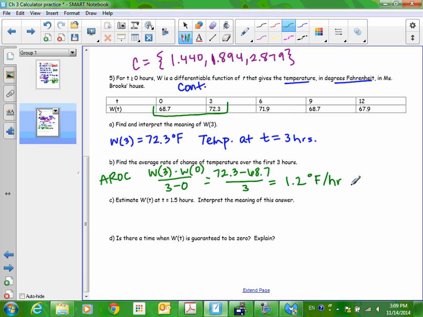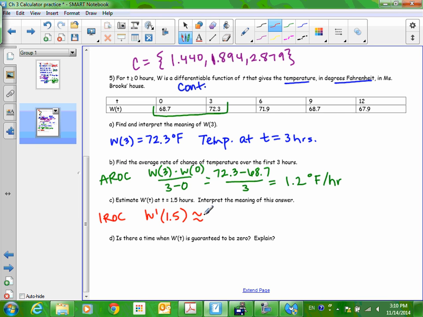Okay? So then we get to part C, which is a little bit different, and look what it says. It says estimate W prime of T. Now W prime of T is an instantaneous rate of change. And I'm going to go ahead and say W prime of 1.5 and then put the little squiggly equal sign because this is an estimation.